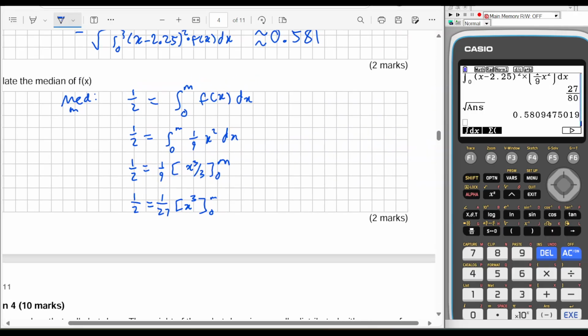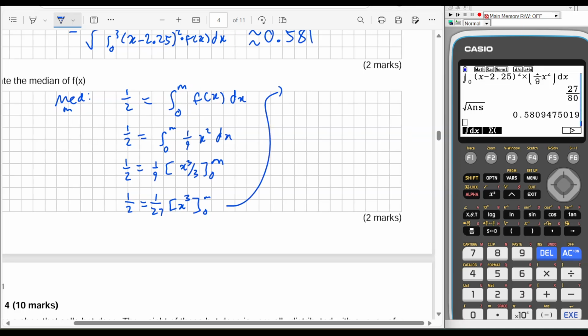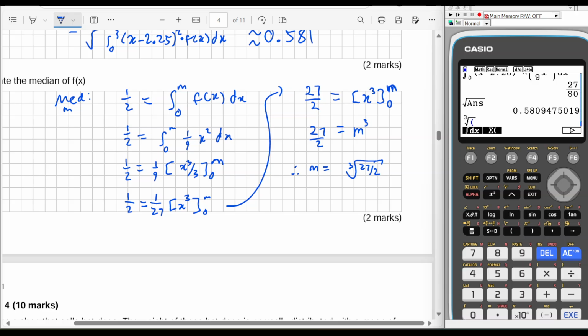Okay. So this would be that if I times both sides by 27, 27 over 2 is x cubed from 0 to m. And then we can just do that definite integral bit. So this is m cubed take 0 cubed, and that's 27 over 2. Therefore, m is the cube root of 27 over 2. And we can work out what that is. You do have a cube root button on your calculator, or if you prefer, you can just raise it to the power of 1 over 3. But regardless, you're going to get this number, 2.381.